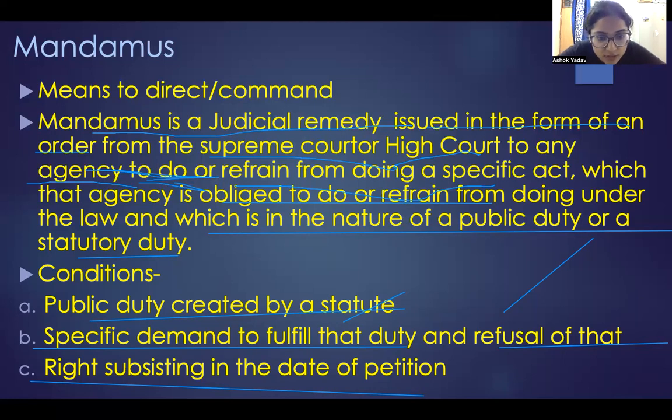There's a public duty created by the statute. It is their duty to create a good road, so that any vehicle can pass through that road. And there was a specific demand: since the road was not in a proper condition, I demanded that they repair it, and they refused to do that. They did not repair it. So when they did not repair it, I had a right to file a petition to get it repaired. This is what mandamus means.